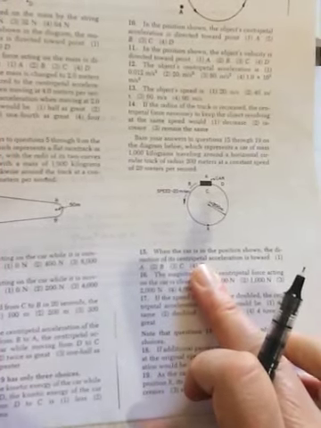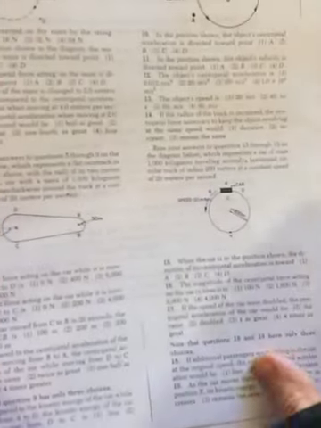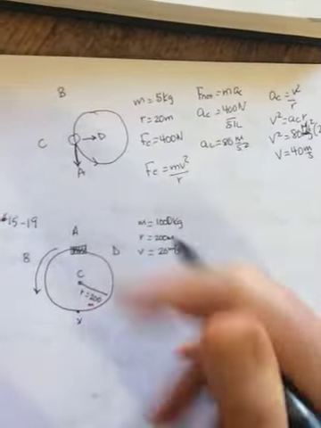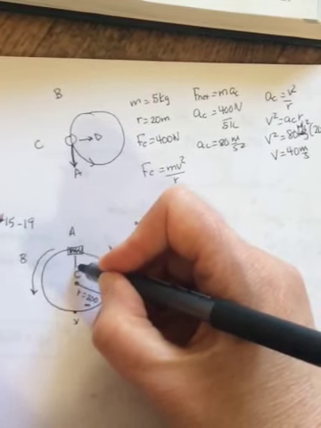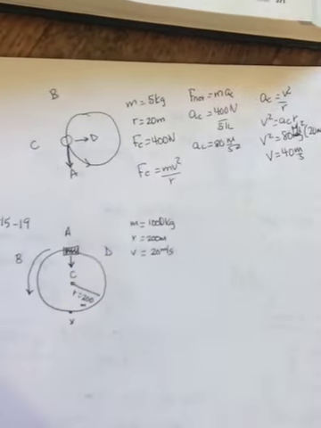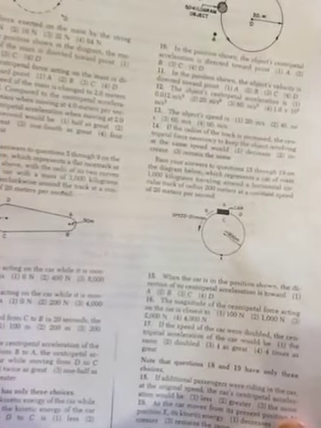Centripetal, remember, centripetal means center seeking. So it's always acting towards the center. So at the position shown, towards the center would be towards point C, which is choice 3.